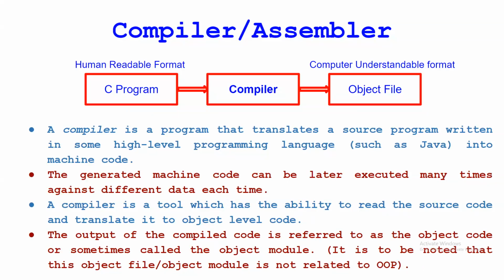Now, a compiler is a tool which has the ability to read the source code and translate it to object code. So that is obvious. Now, the output of the compiled code is referred to as object code, or sometimes it is called an object module. And as I said in the last lecture, it is to be noted that this object file or object module is not related to the CPP or Java object. That is related to OOPS, object oriented programming, right?